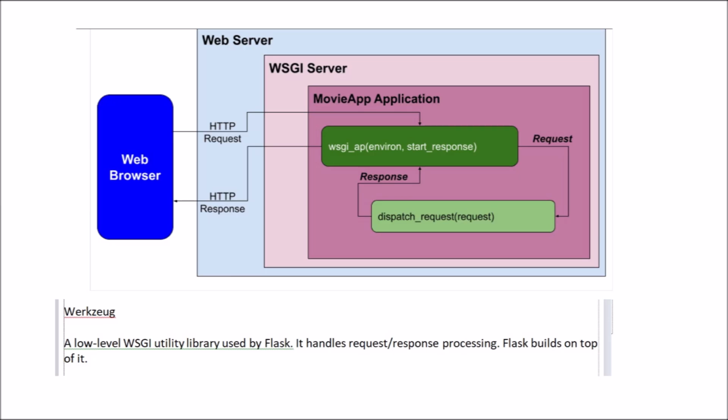Werkzeug. A low-level WSGI utility library used by Flask. It handles request/response processing. Flask builds on top of it.